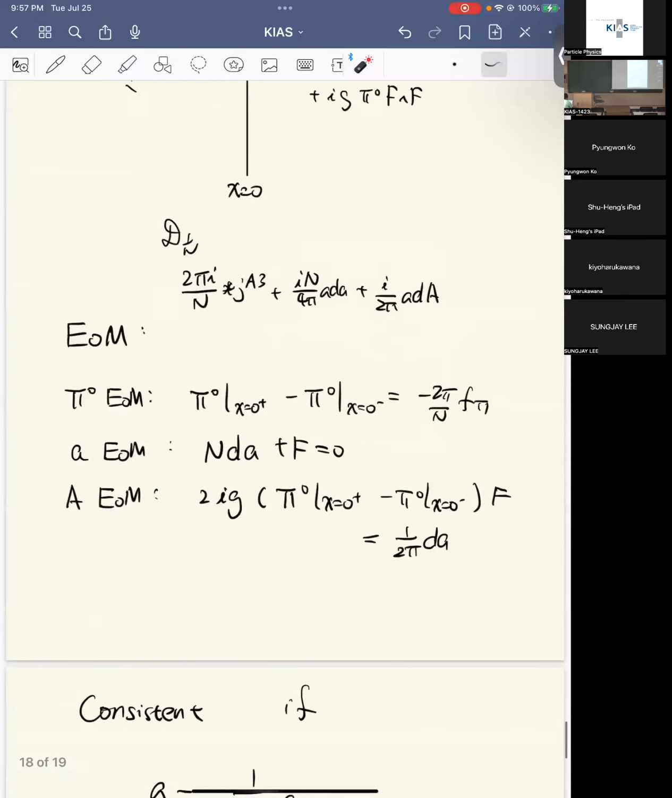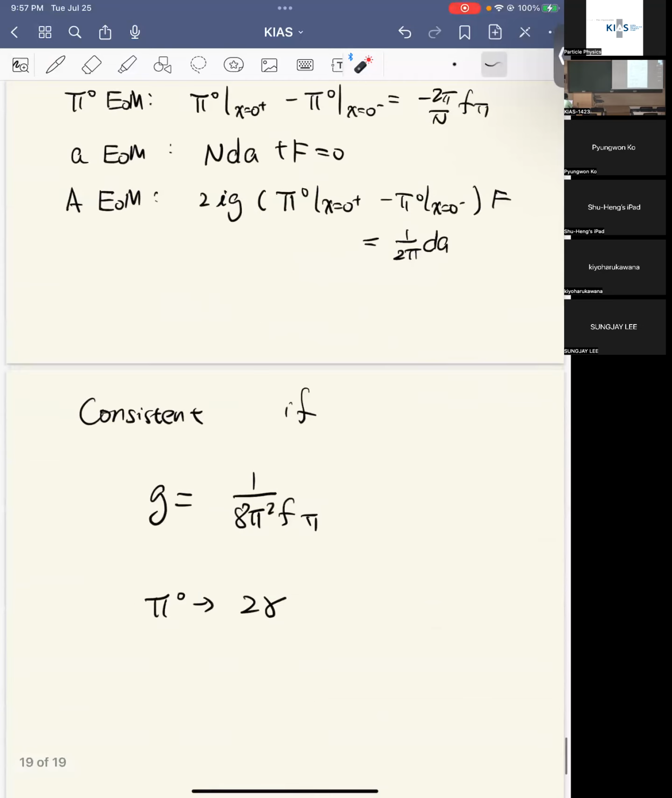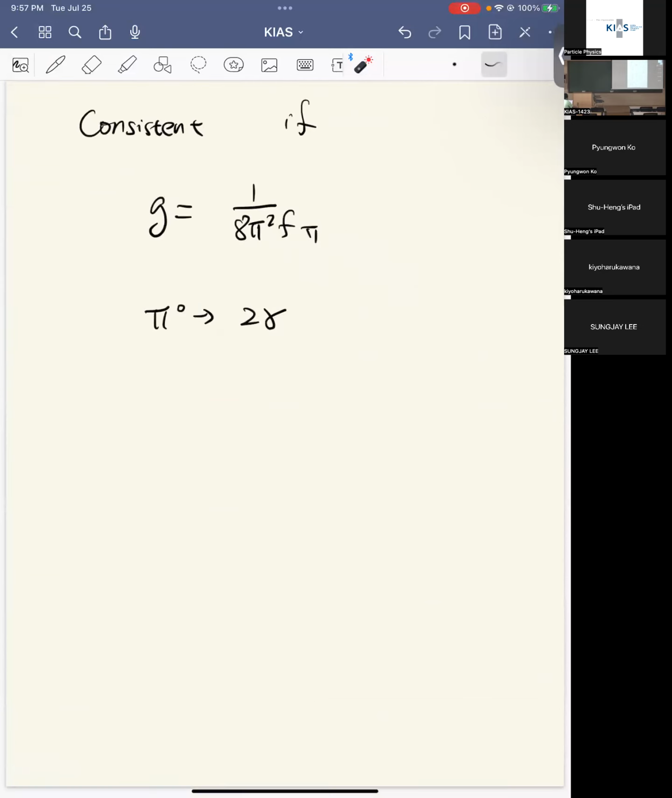Okay, maybe let me take some questions, and if time permits, I can spend 5 minutes talking about time reversal symmetry. But is there any question up to this point?